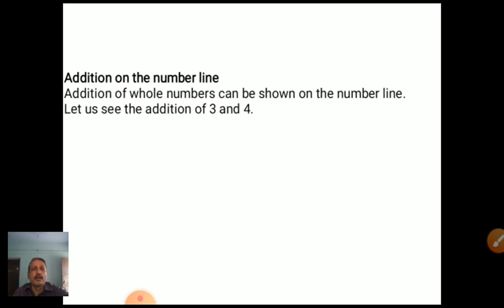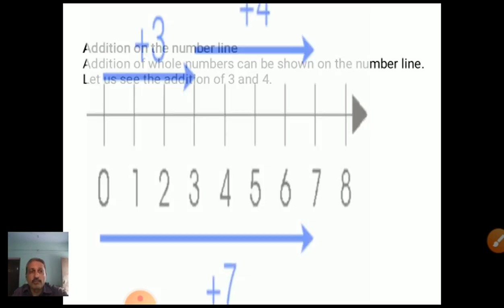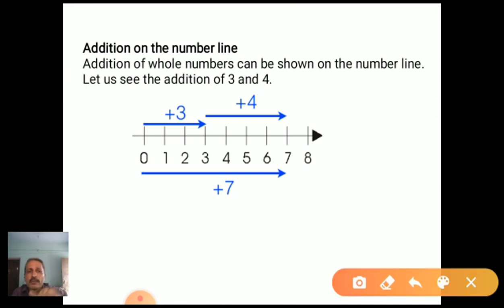Students, you can add these numbers on a number line. Addition of whole numbers can be shown on the number line. Let us see the addition of 3 and 4. This 3 is a natural number as well as a whole number. 4 is also a whole number, and 4 is also a natural number. See the pictures, you may know how to draw the number line. It's very simple. I will just draw it again.